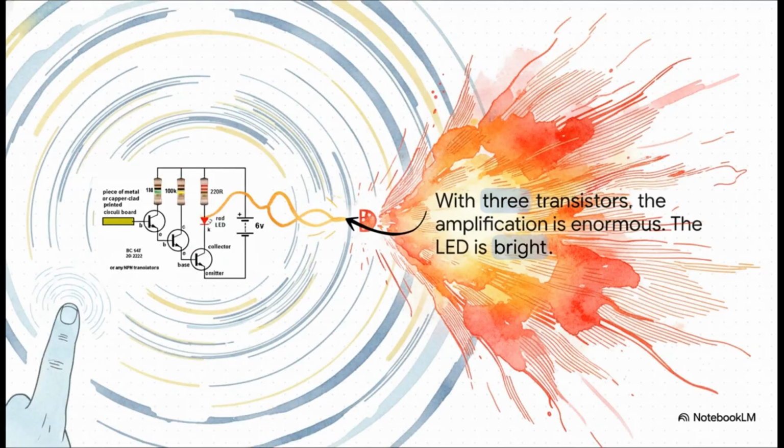But now, what happens if we use three? See, the output from that first transistor becomes the input for the second one, and the output of the second one feeds into the third. It creates this incredible cascade effect, and suddenly that same tiny current from a fingertip makes the LED blaze to life. The effect is just enormous.